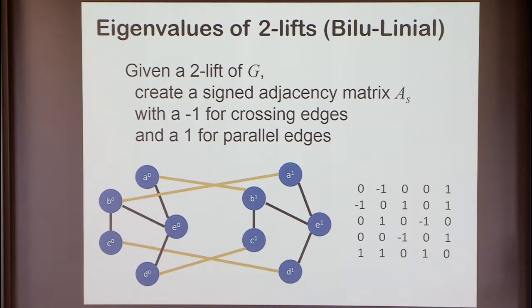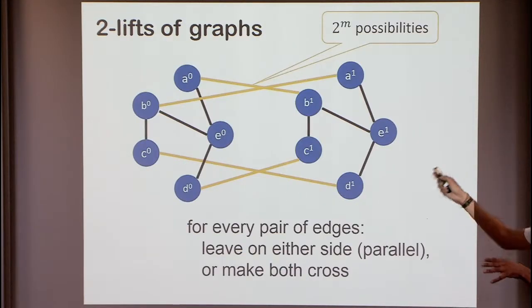Okay. So the really nice thing about 2-lifts is that the eigenvalues of this 2-lift are related in a very nice way to the eigenvalues of the original graph. The first thing to note is that all of the eigenvalues of the original graph are also eigenvalues of the 2-lift. This is an easy exercise that you can prove. It's a sort of linear algebra fact.